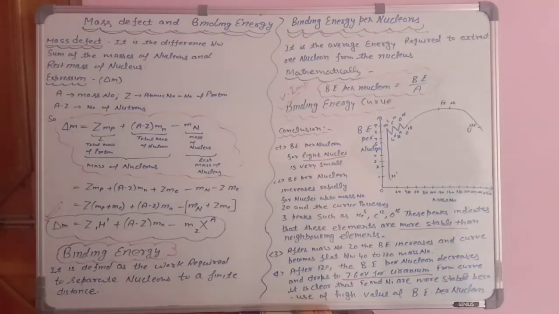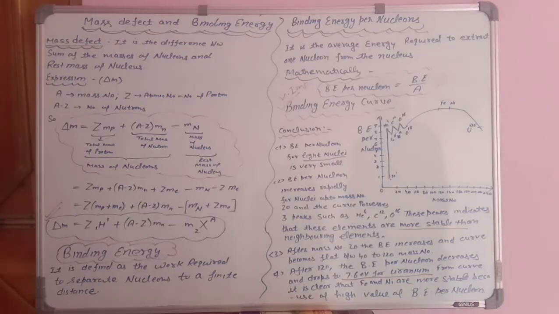If you want to take one nucleon out of the nucleus, how much energy will you apply? That is binding energy per nucleon. It is just like you have a basket of apples and you want to take one apple from there. How much force will be applied? How much energy you will apply? So binding energy per nucleon, you can write as BE upon A, where A is the mass number.